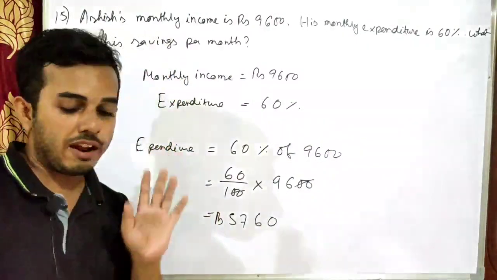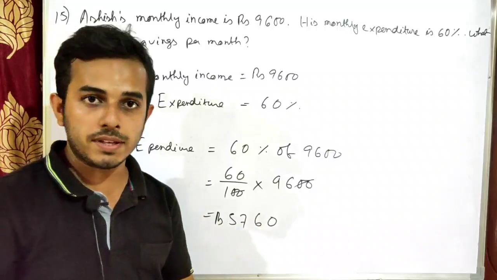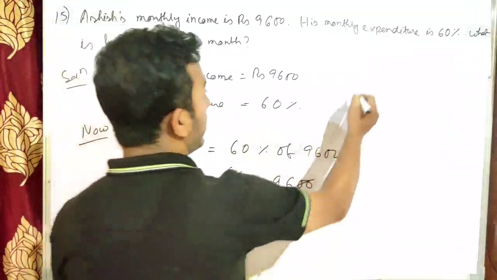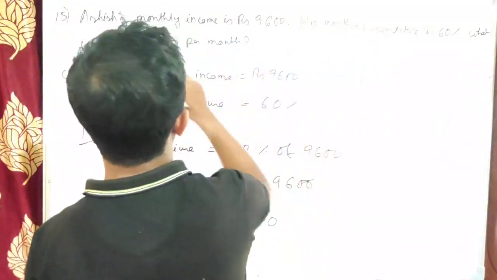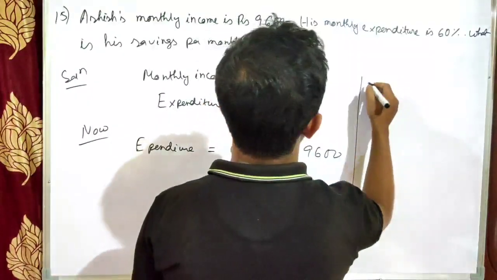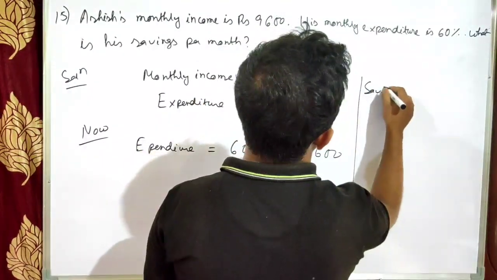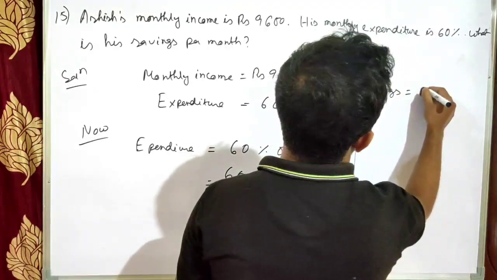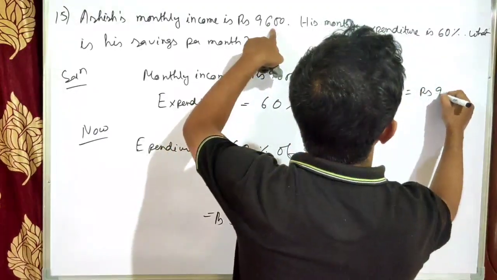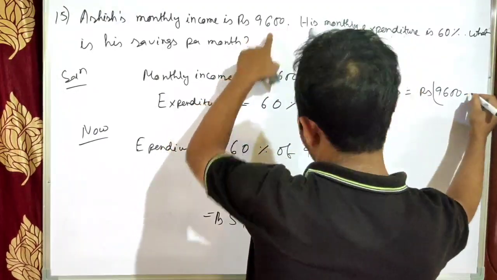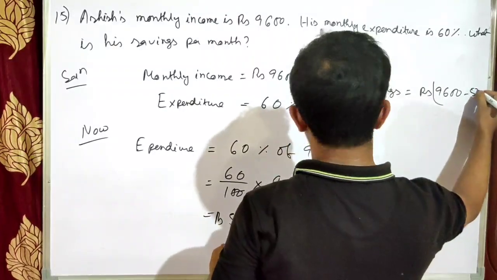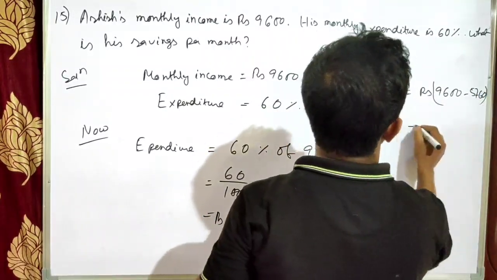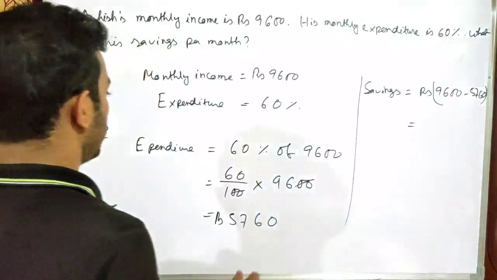Okay, so the left is what? Left is his savings, isn't it? So now we will write, therefore, savings of Mr. Ashish. Savings equals what? Rupees 9600 minus 5760.